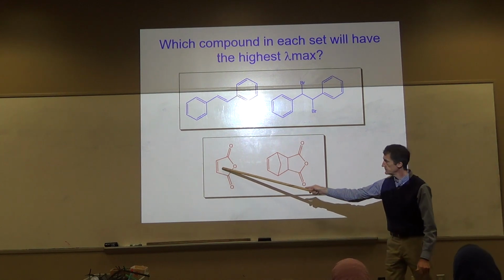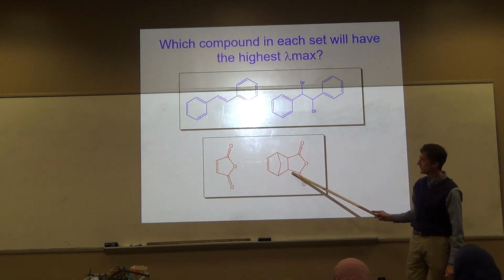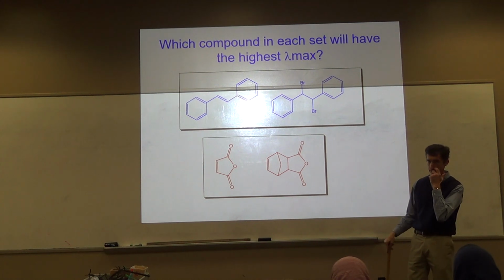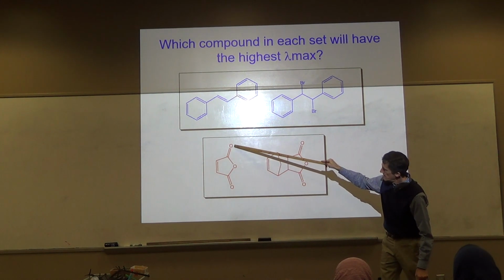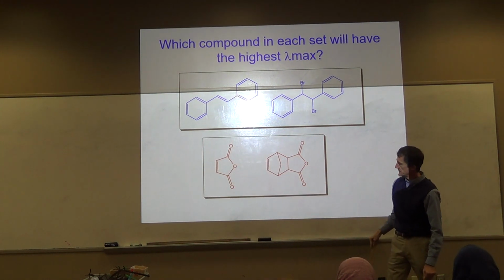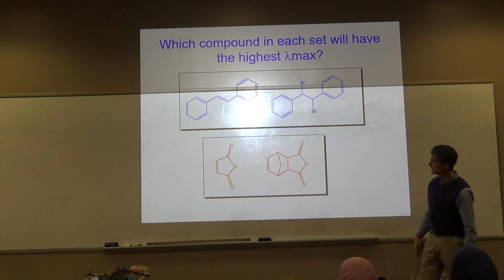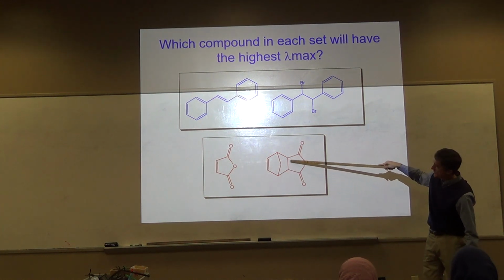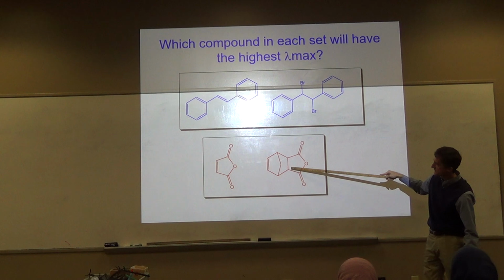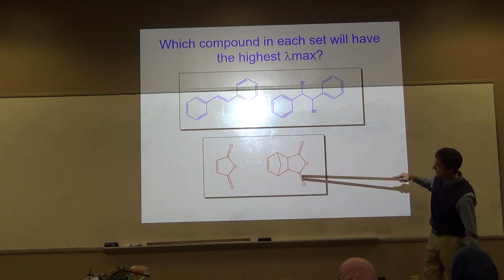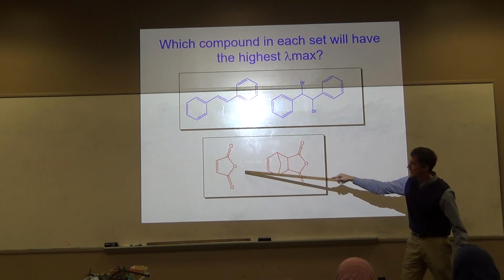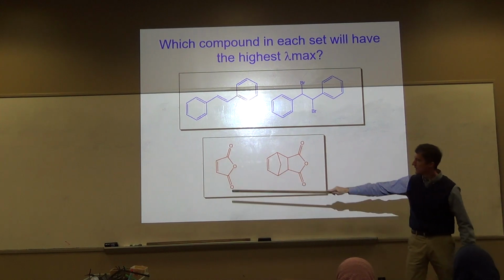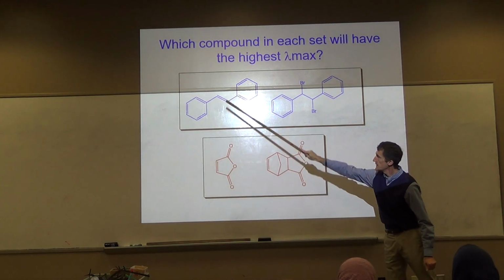Diels-Alder reaction. This was maleic anhydride. This was the Diels-Alder product. Which would have the highest lambda max? With a double bond here, three double bonds conjugated. You can even argue lone pairs here. The double bond's no longer here. It's now over there after the 4+2 Diels-Alder. Now these two double bonds are no longer conjugated, and that's an isolated alkene. More conjugation here: longer lambda max.